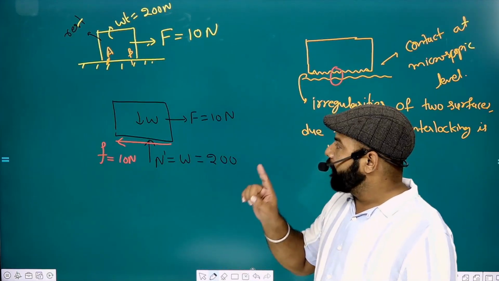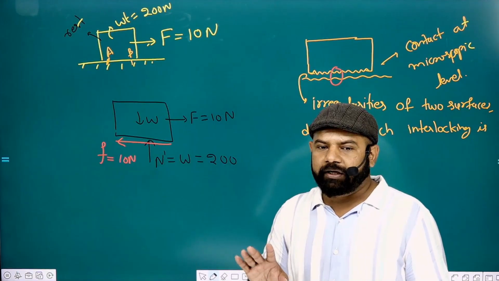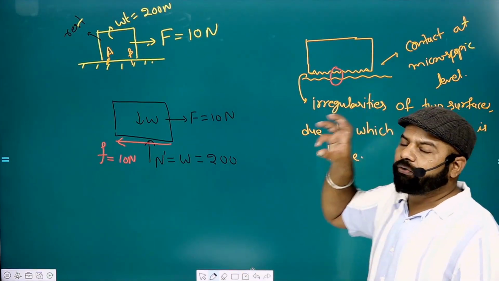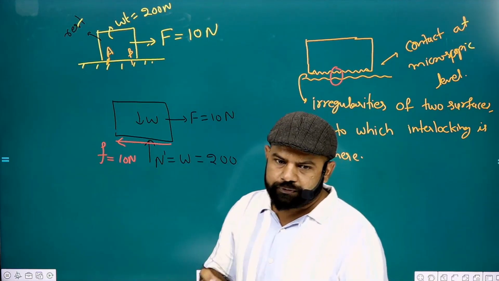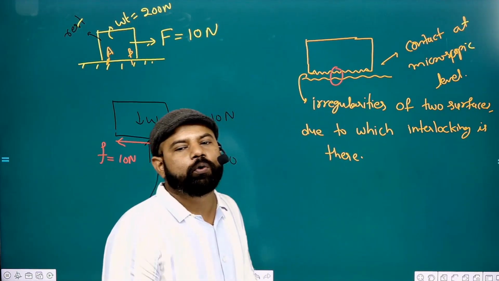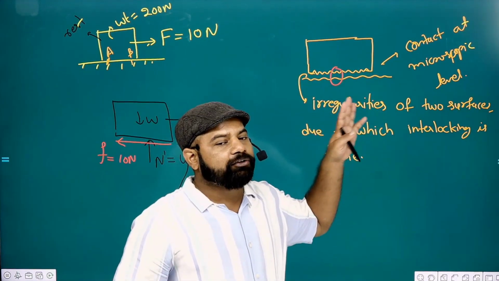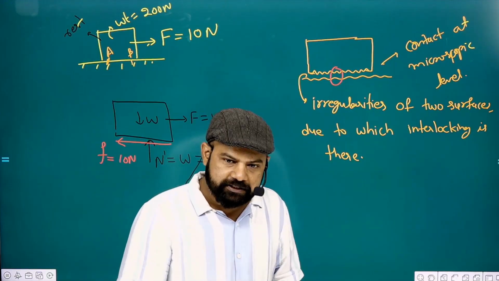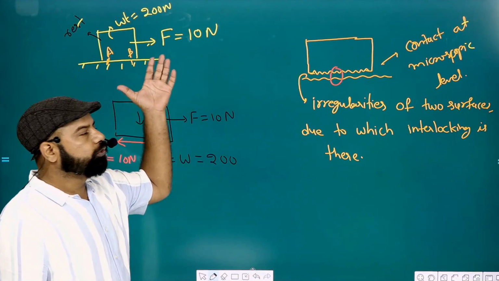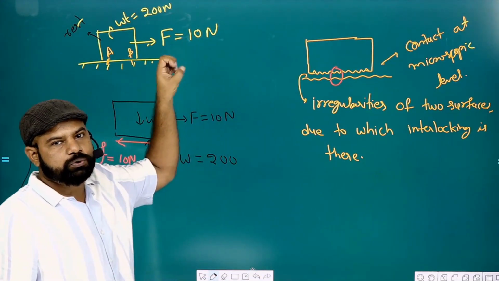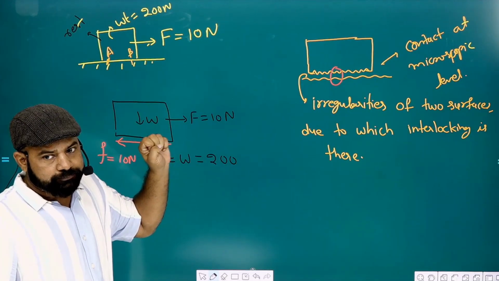So here the important point I want to make clear is there will be some value of maximum resisting force, right? That will be called maximum static friction. Why are we calling that friction static? Because there is no relative motion between those two surfaces, right?